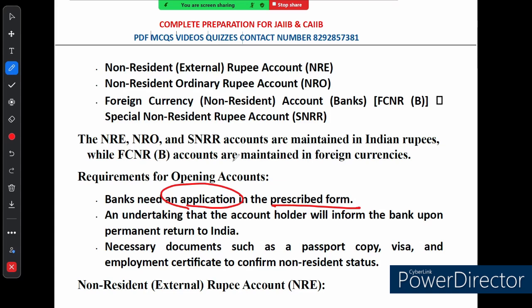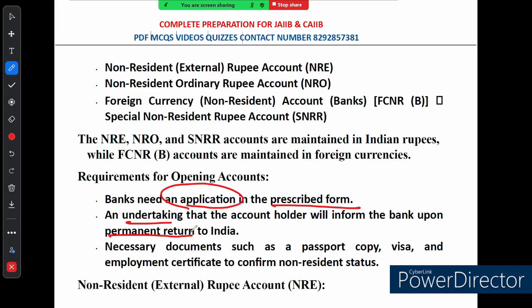The second thing is the undertaking for permanent return. What does it mean? You also need to sign an undertaking promising that you will inform the bank if you permanently return to India. This is important because your NRI status may change, and so will the type of account you can maintain.